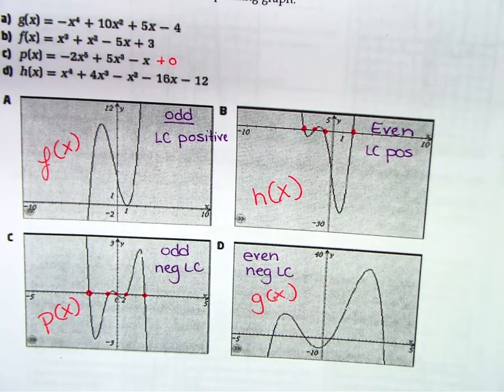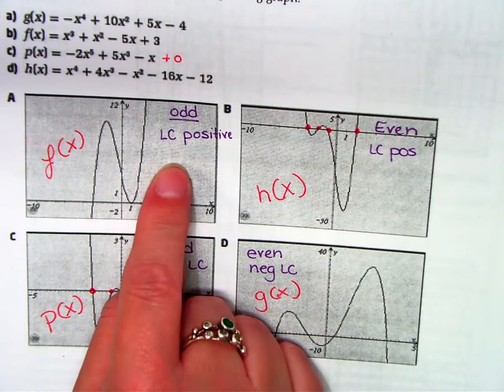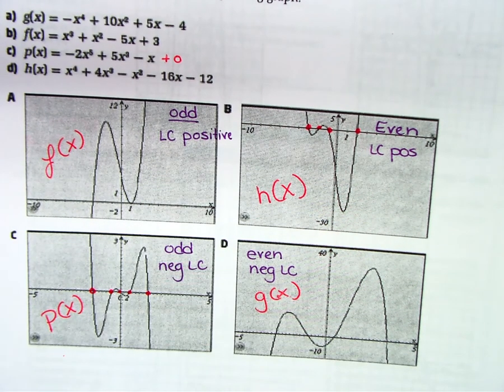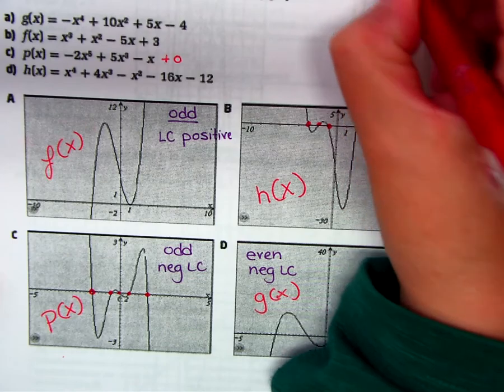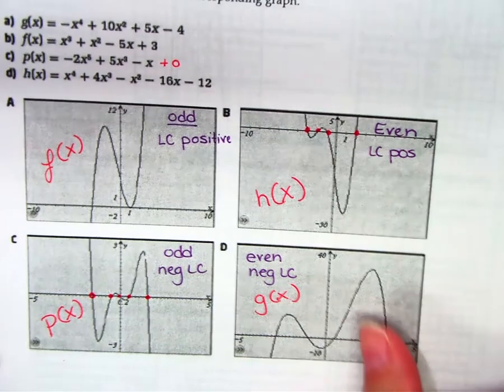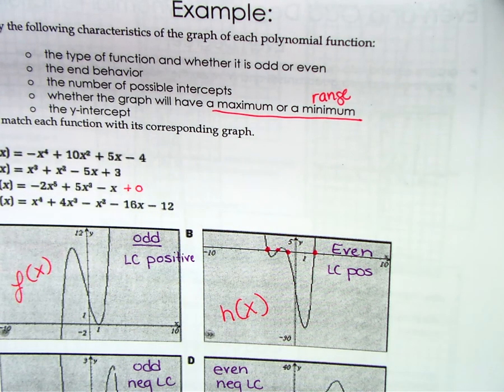So we did the odd or even, we did the end behavior, we did the possible number of intercepts, the graph, maximum or minimum. So we didn't really talk about that, so let's talk about that. Odds will have no max or min, it's infinite because they go on. Remember that max and min is related to the range only. Max or min, so that's going back to like parabolas in grade 11. So because odds go on forever, there is no max or min.